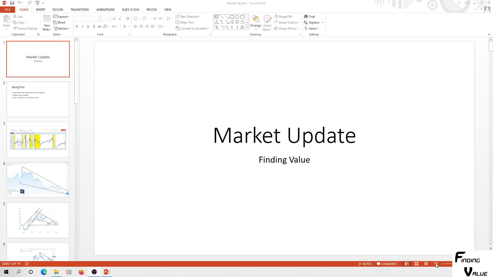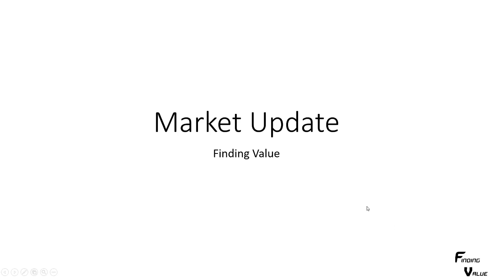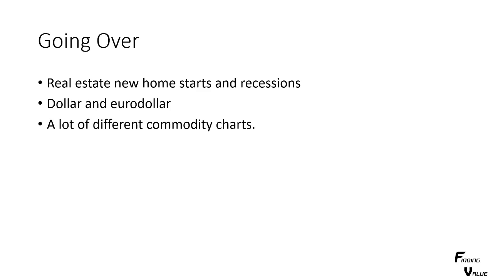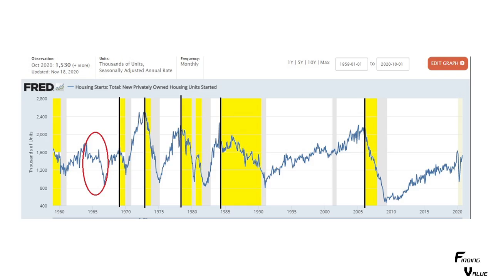So jumping in here, market update. This is what we're going over: real estate, new home starts, and recessions. I'm going to go over the dollar and the euro dollar and a lot of different commodity charts. This should give you guys the confidence to either hold on to what you have or to cost average into whatever you want to cost average into. First I'm going to start with housing starts.